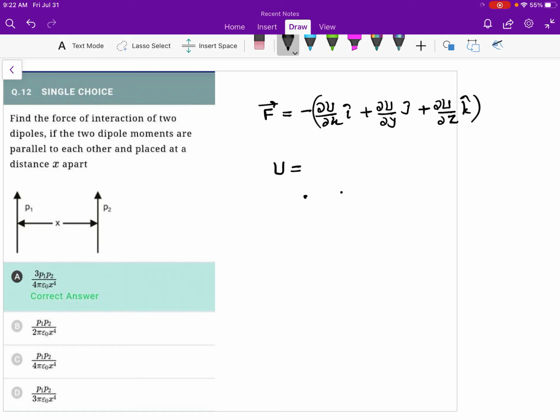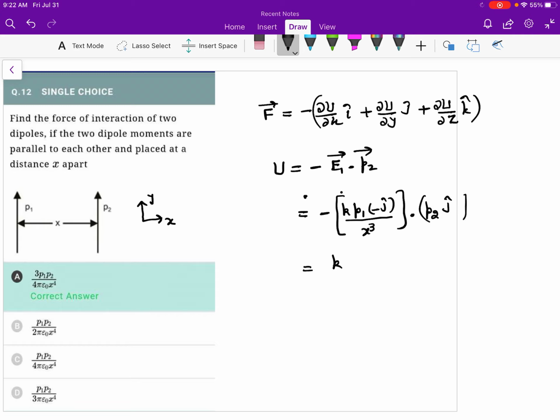Now the potential energy of dipole 2 in the field of dipole 1 is minus of E1 dot P2. So E1 is K P1 minus j cap upon x cube, because it is the equatorial position. So the field is opposite to the direction of the dipole moment. We have considered the upward direction to be positive j, and P2 is P2 j cap. So this is K P1 P2 upon x cube.